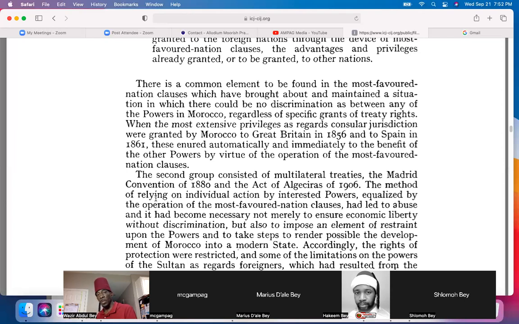Regardless of specific grants of treaty rights, the most extensive privileges as regards consular jurisdiction were granted by Morocco to Great Britain in 1856, right? See, at this time, 1856, they start lightening up the Arabs, the light-skinned Arabs. But 1856 ain't too far from 1880.